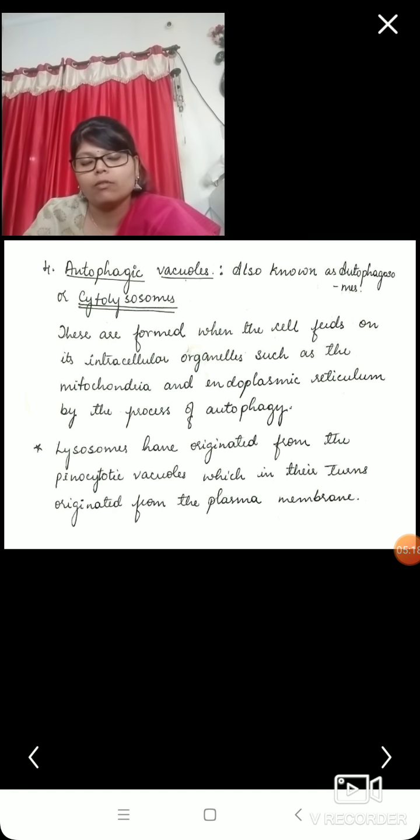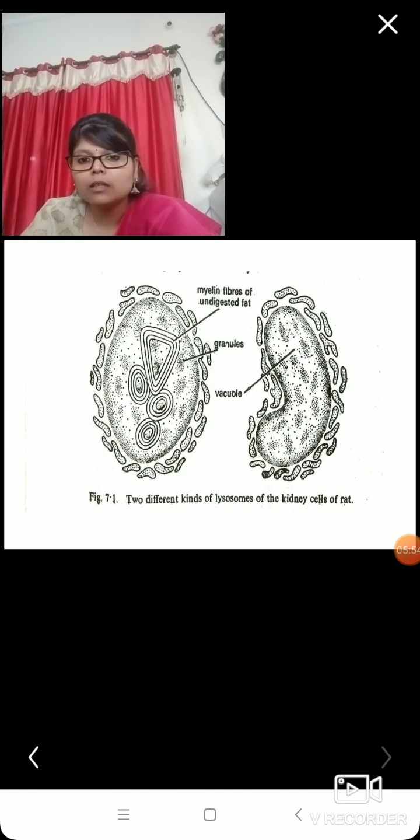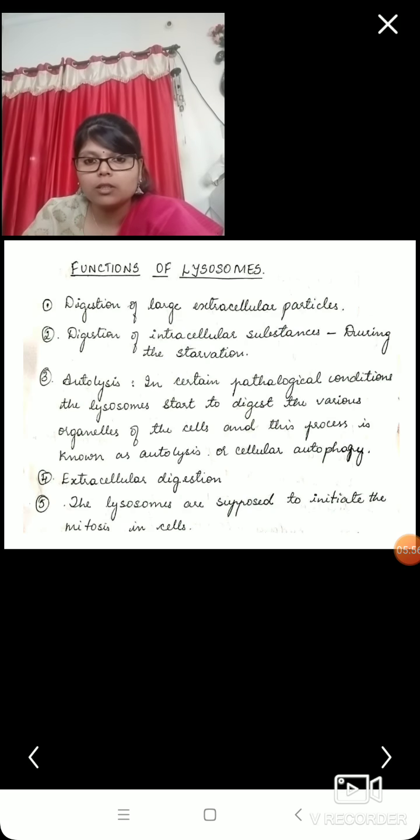Autophagic vacuoles are nothing but the cytolysosomes. What are these cytolysosomes? They are also called autophagosomes. These are formed when the cell feeds on its own intracellular organelles such as mitochondria and endoplasmic reticulum by the process of autophagy. I'll come back to this point. Remember this: lysosomes have originated from pinocytotic vacuoles, which in turn originated from the plasma membrane. So I have explained these pictures.